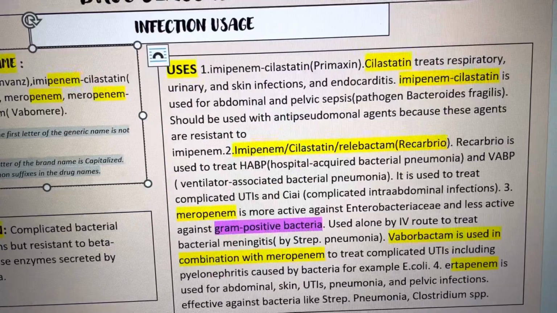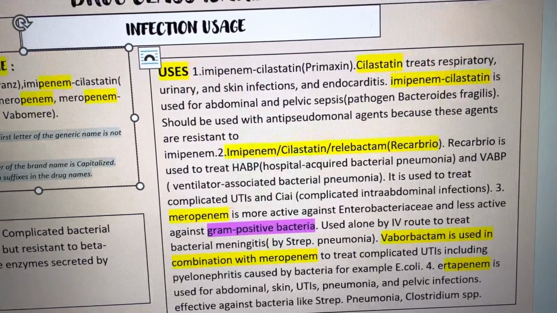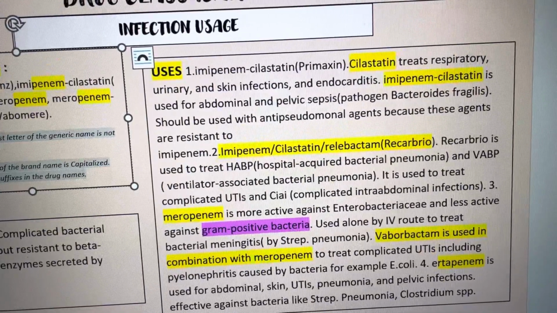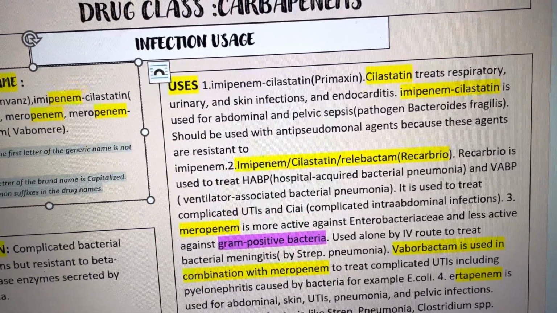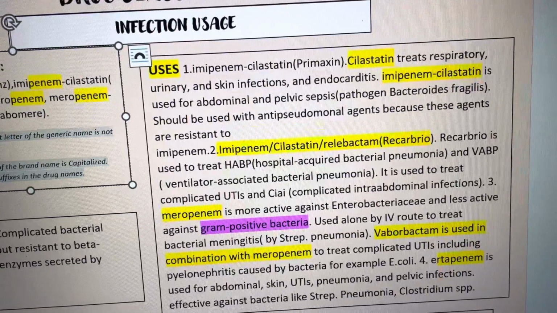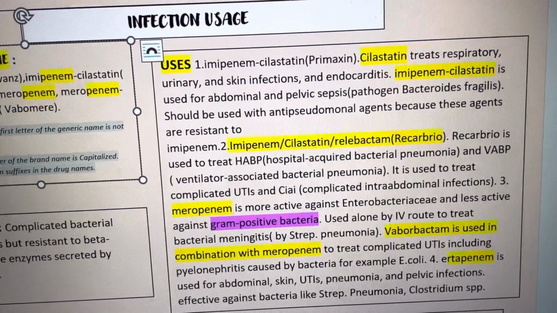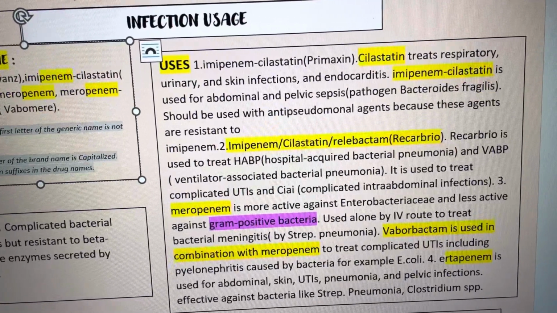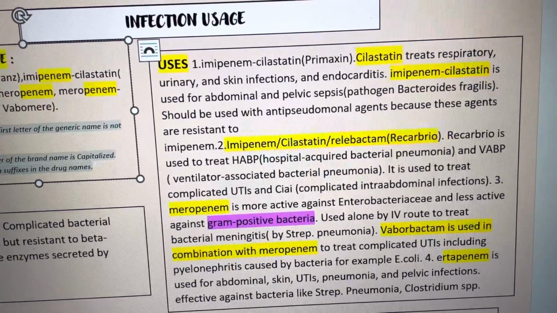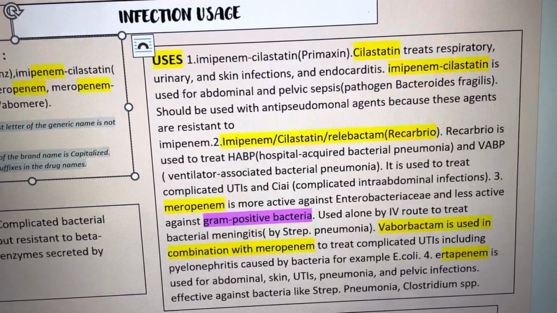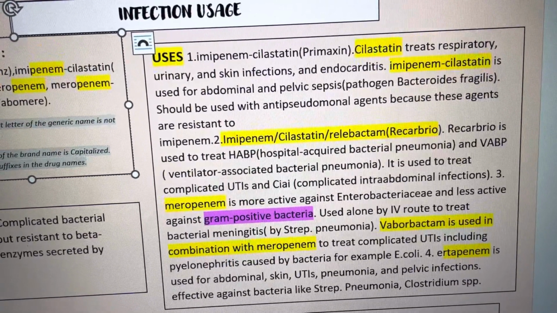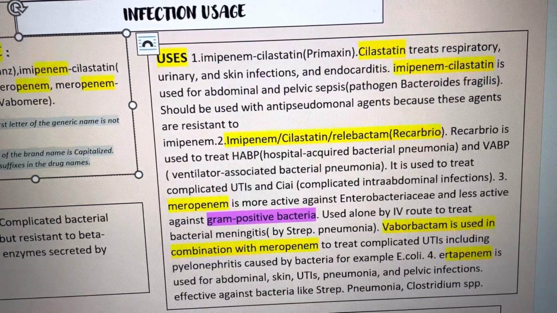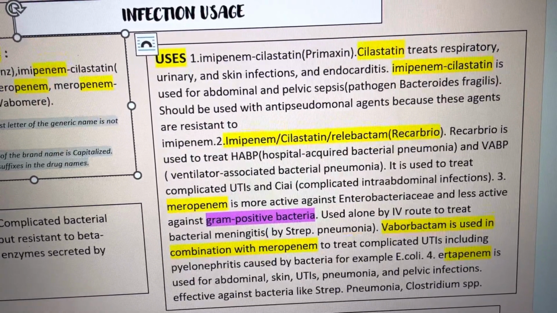And so first, imipenem cilastatin is used for abdominal and pelvic sepsis, and we already know we're talking about infection. So obviously, when we talk about the uses, it's going to be different kinds of infections, but the basic remains the same because we are talking about infection. And then imipenem, cilastatin, and relebactam are used for hospital-acquired bacterial pneumonia and ventilator-associated bacterial pneumonia.